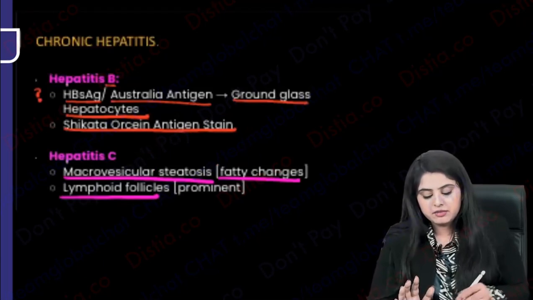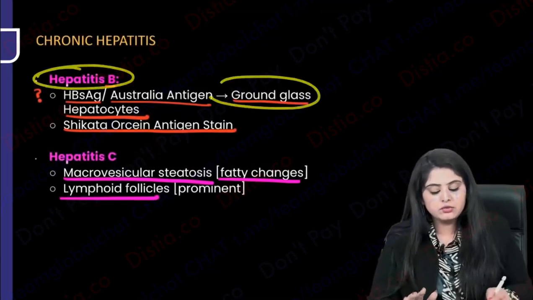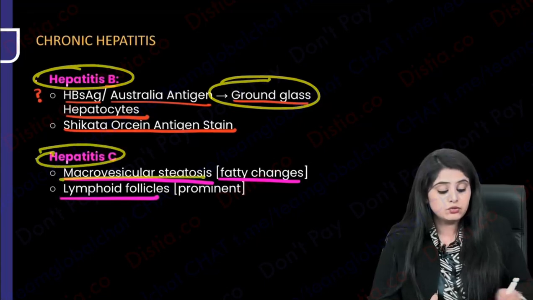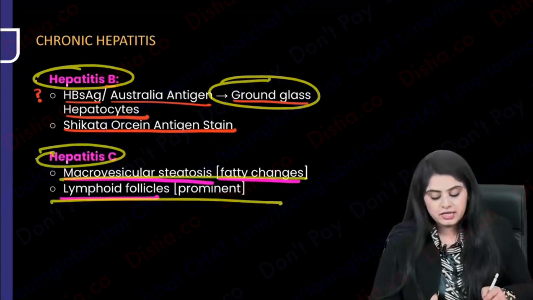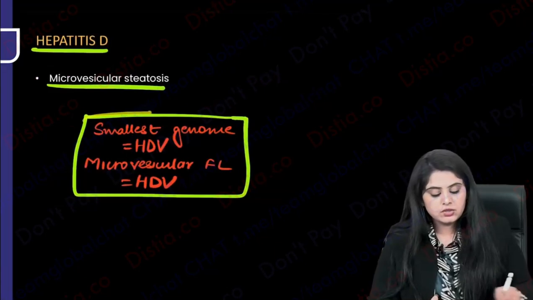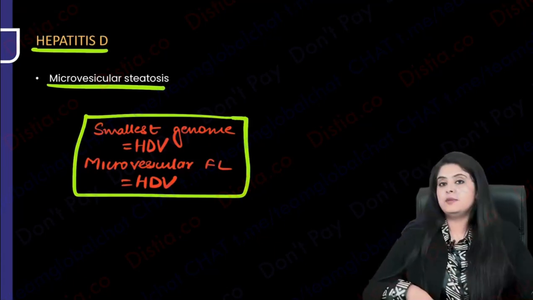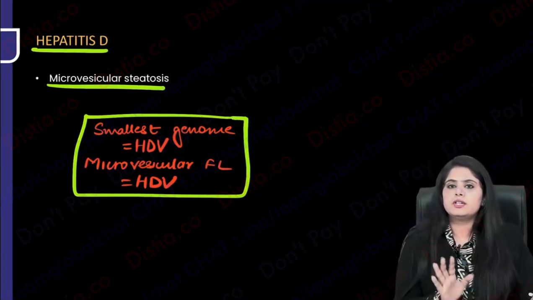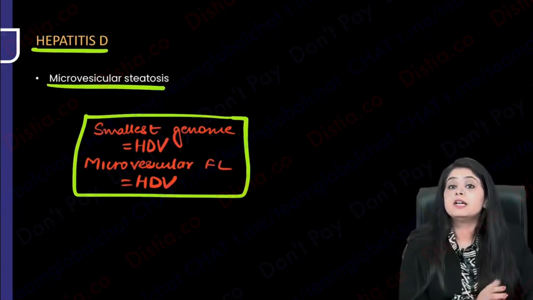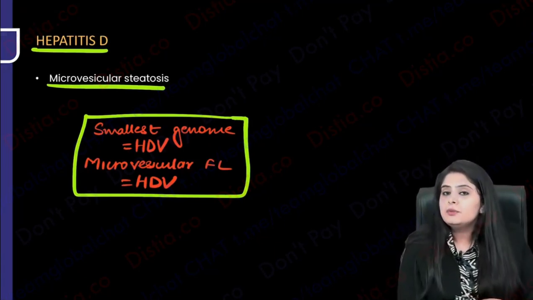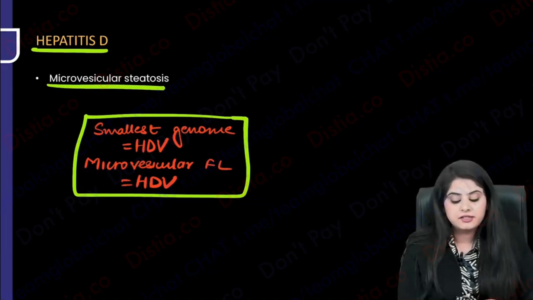Let's do a recap. Chronic hepatitis B shows you ground glass hepatocytes, hepatitis C shows you big fat and big lymphoid follicles. Hepatitis D shows you small genome and small fat. So you will say, ma'am, so much information of pathology you've told us, full integration done. But the first line you said was that a biopsy is not needed. You don't have to do a biopsy in a liver hepatitis case.